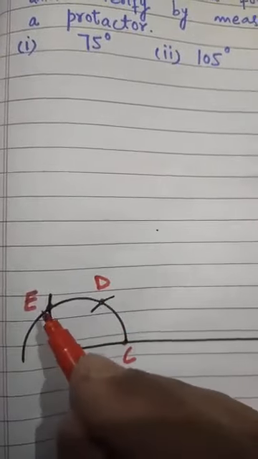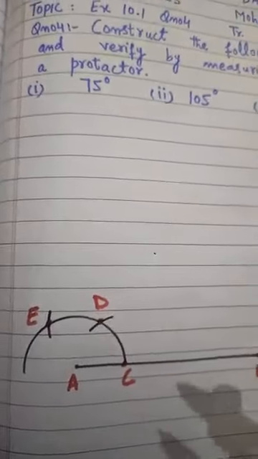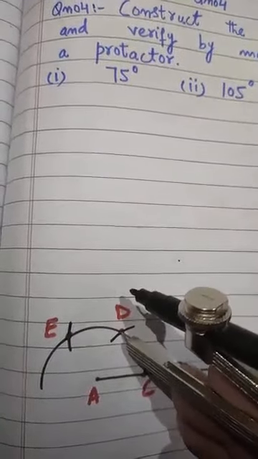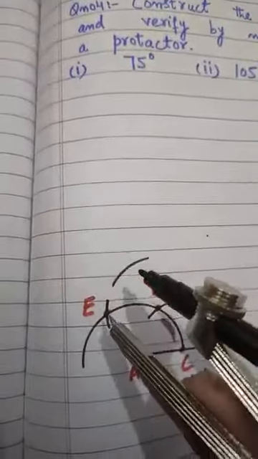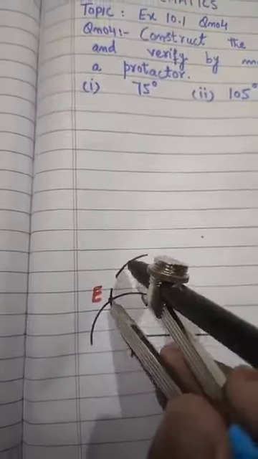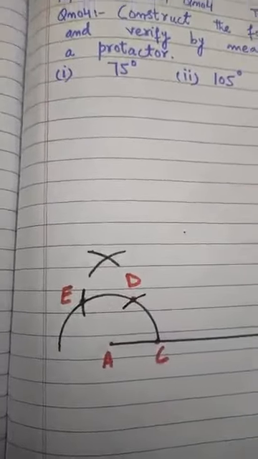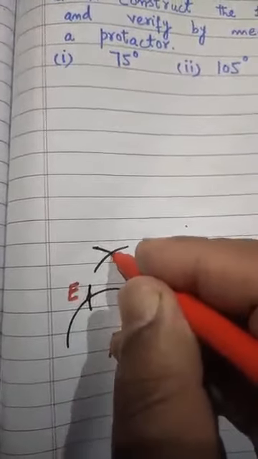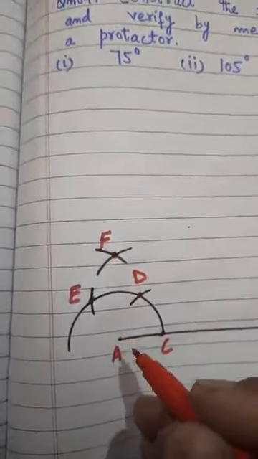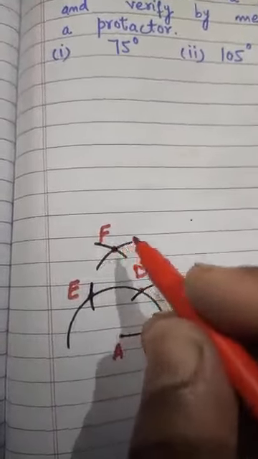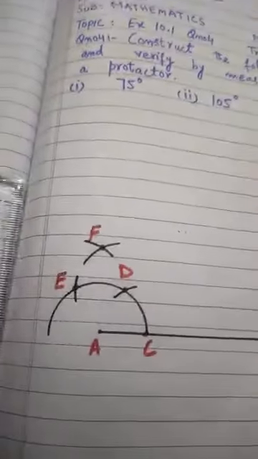Now, between 60 and 120, we are going to bisect the angle formed between them. Put the needle of the compass at point D and draw an arc. Put the needle of the compass at point E and draw another arc intersecting the previous arc at some point. This is point F. We are going to join point A with point F, so that our 90 degree angle is available to us.